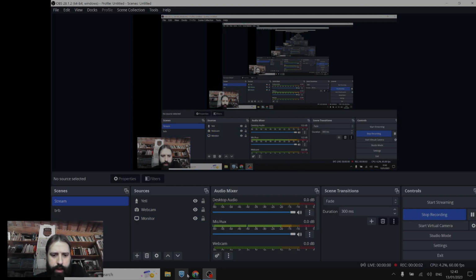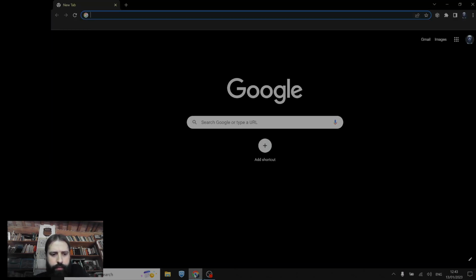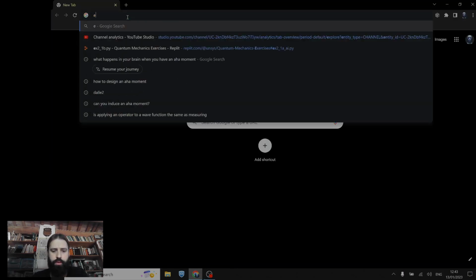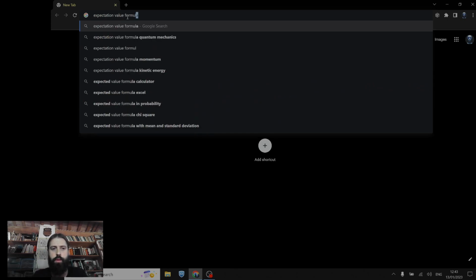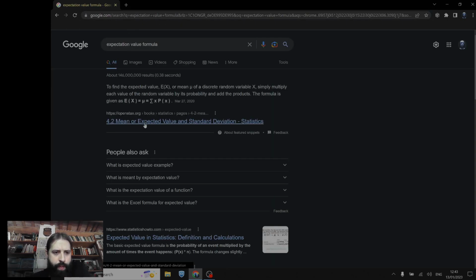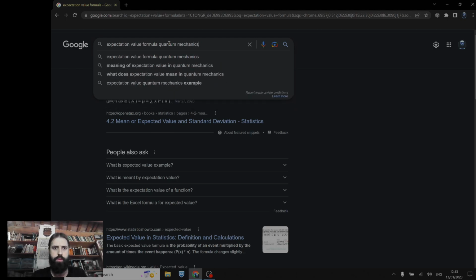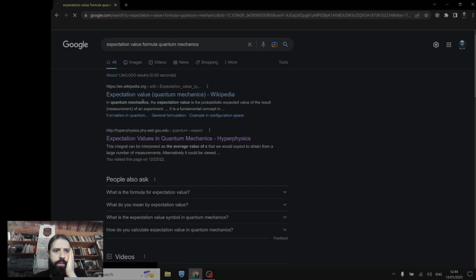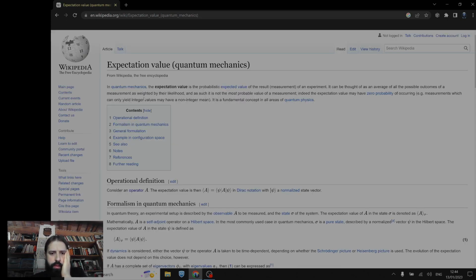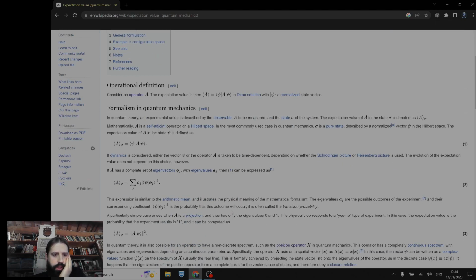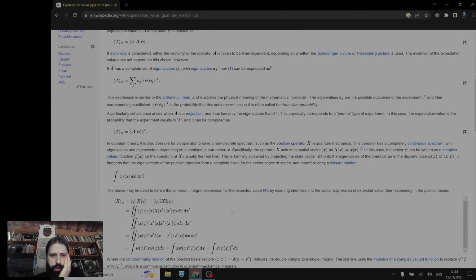So we left it at the expectation values I was checking now. So, expectation value formula. Basically, what I'm trying to understand, right? So quantum mechanics. It's really from... I'm just trying to understand why the formula makes intuitive sense.